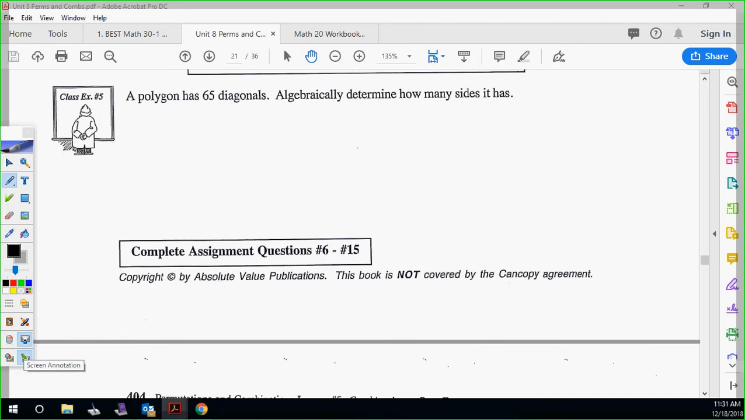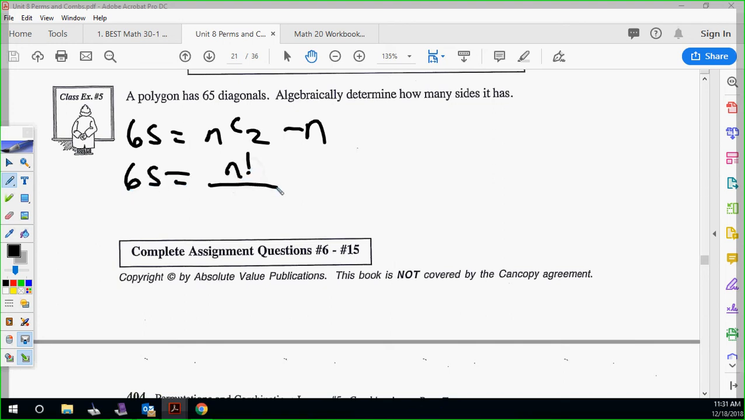Polygon has 65 diagonals. Algebraically determine how many sides it has. So we're solving for n. So this is 65 equals nC2 minus n. Oh, guess and check. Good luck with that, yeah. Okay, 65 equals n factorial over n minus 2 factorial, 2 factorial, minus the n.